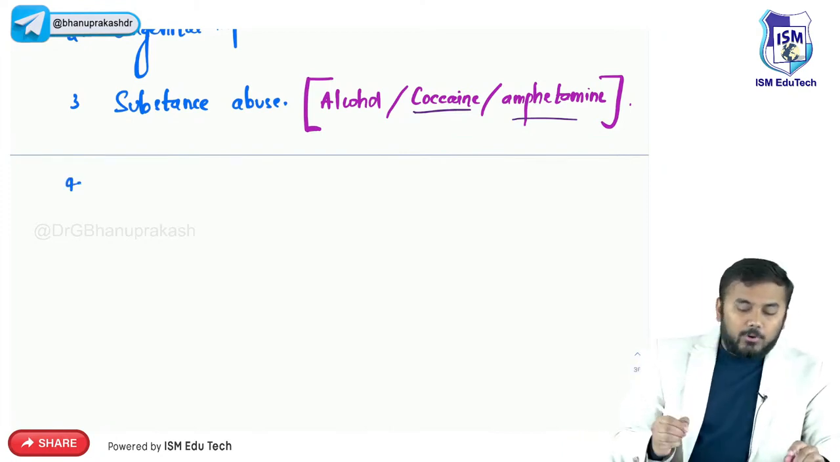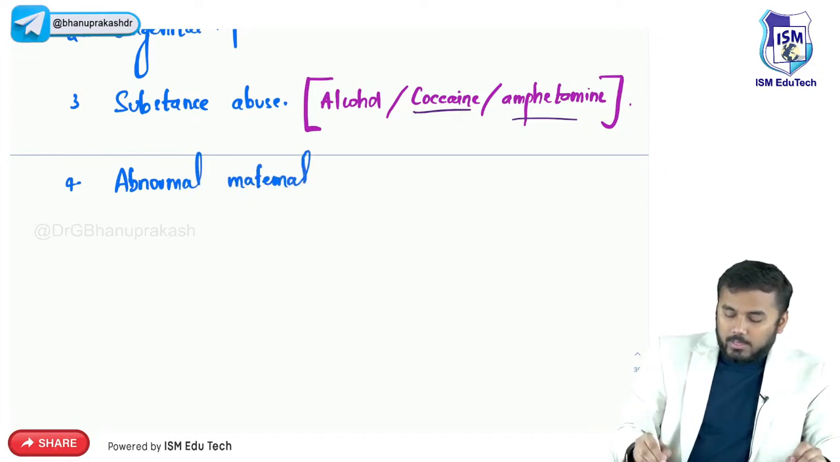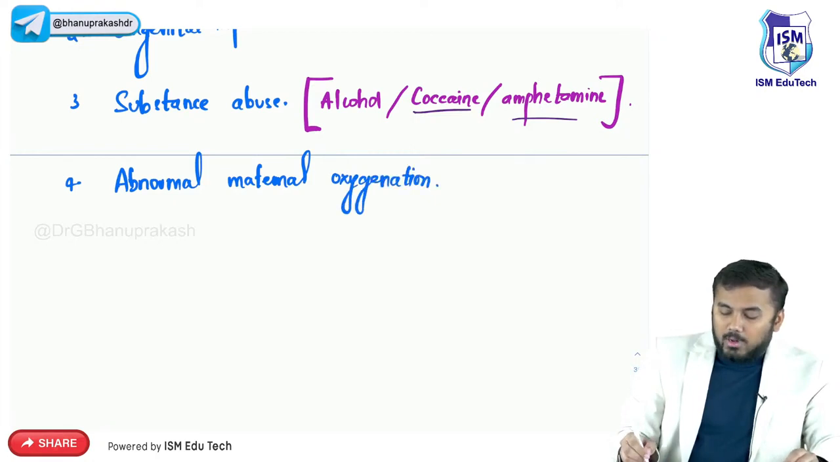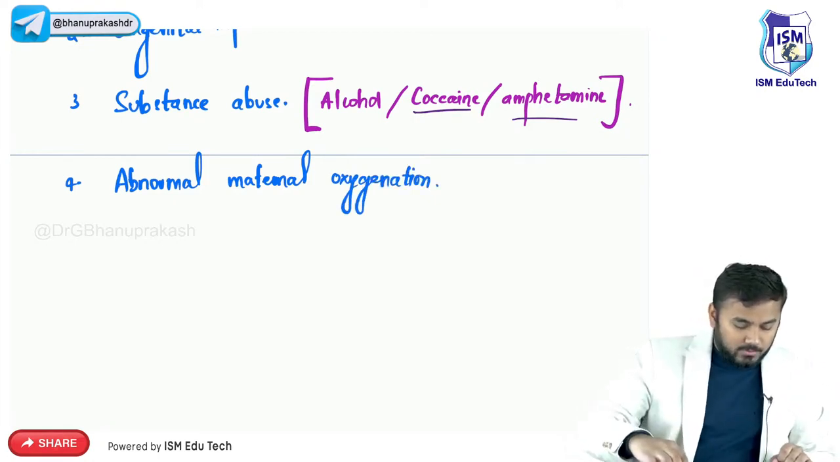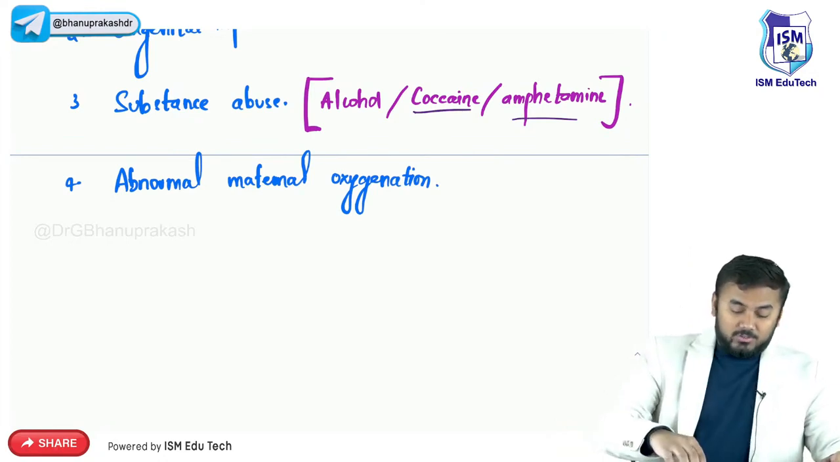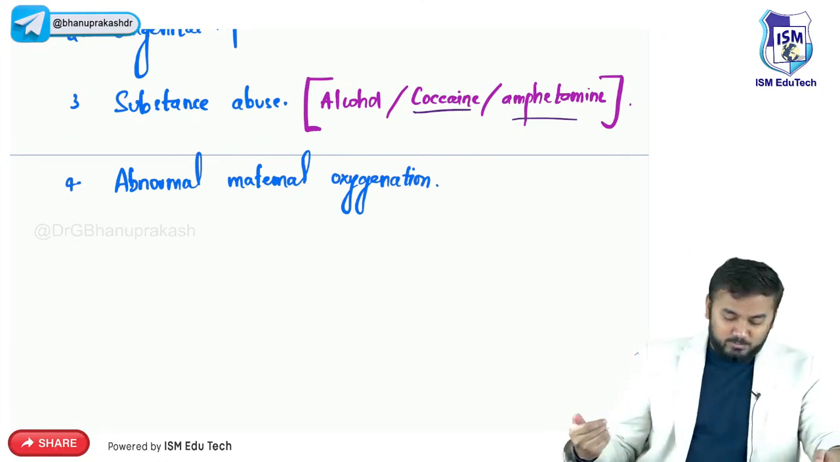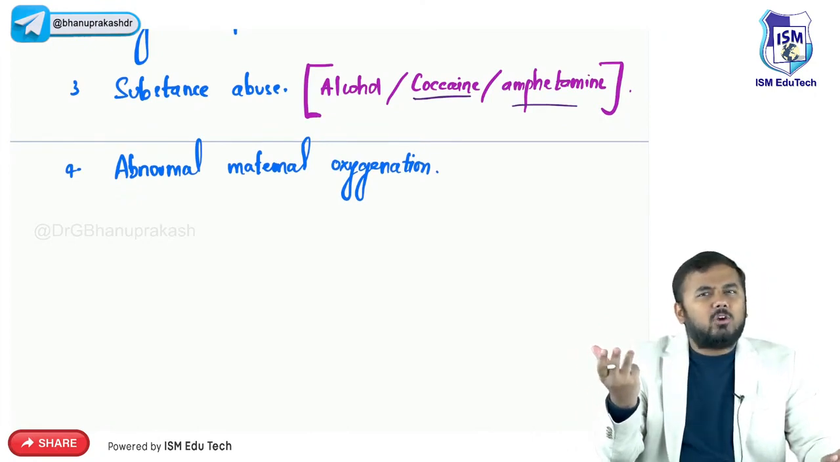Now the fourth important thing we shall discuss is abnormal maternal oxygenation. Abnormal maternal oxygenation. Now what will this abnormal maternal oxygenation be? Some of you, very good, Sajda. I think the climate in Qatar is very, very hot. I think once I've been there, it was terribly hot. So abnormal maternal oxygenation, what does it mean?